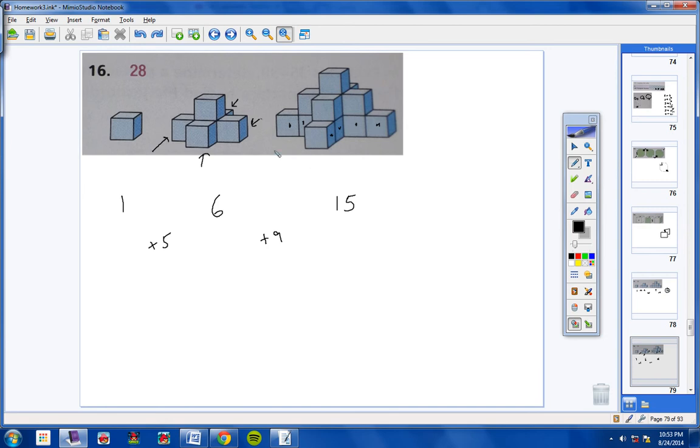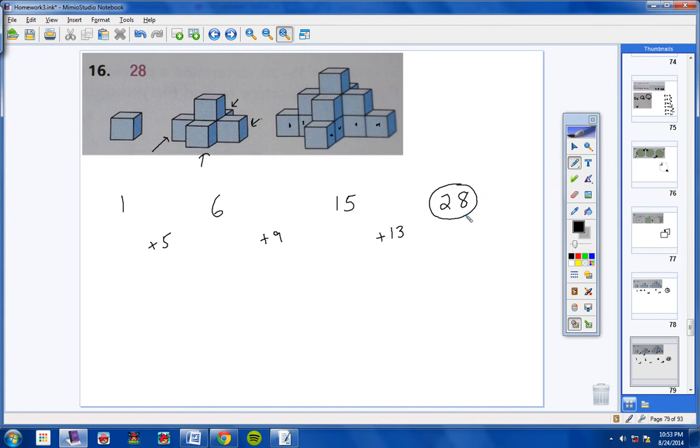Let me explain. This row here had 5. Add 4 to 5 and you get 9, and that's the entire new row. Add 4 to 9, which is 13, and that means the entire bottom row that we're going to add is going to have 13. So the next one's going to have 28 blocks.